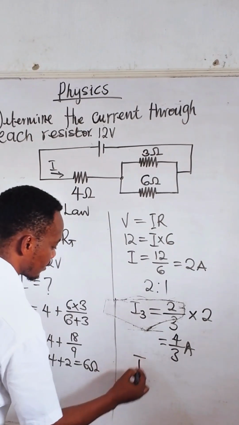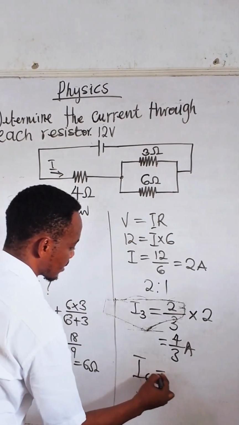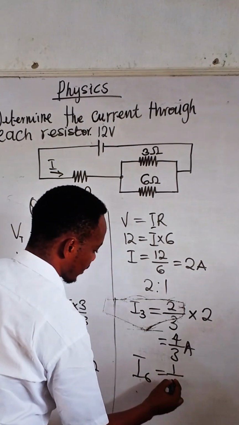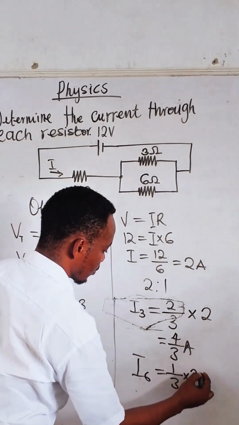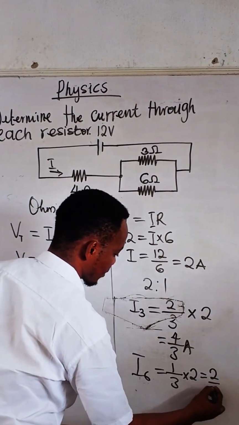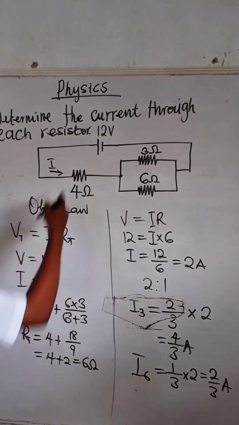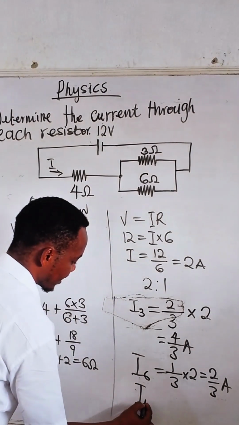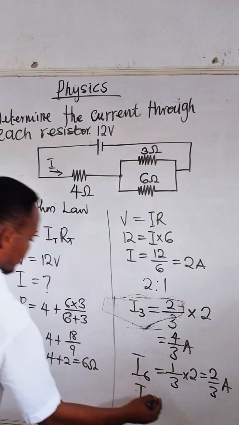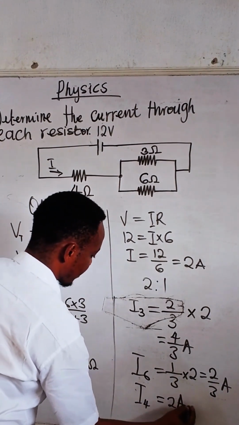So I6 is equal to 1 all over 3 times 2, which is 2 over 3 ampere. Then what is I4? Our I4 is the total amount of current, which is 2 ampere. That does it.